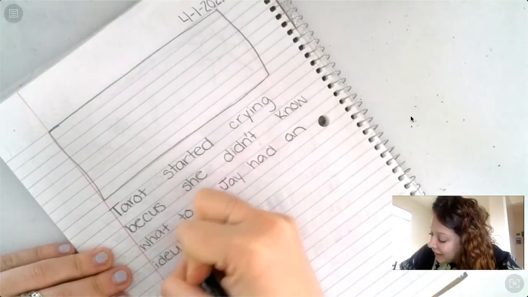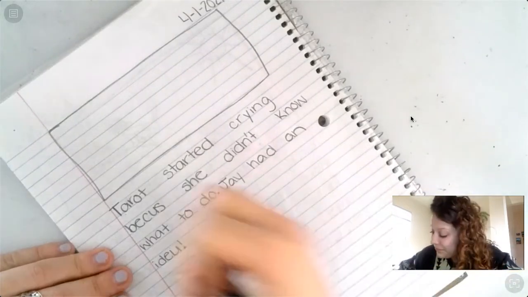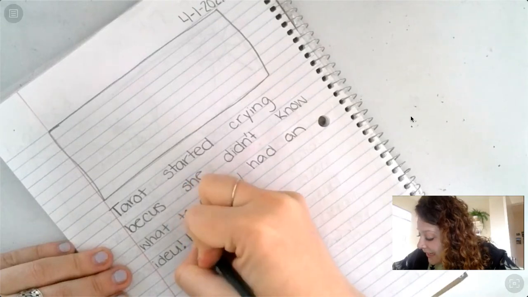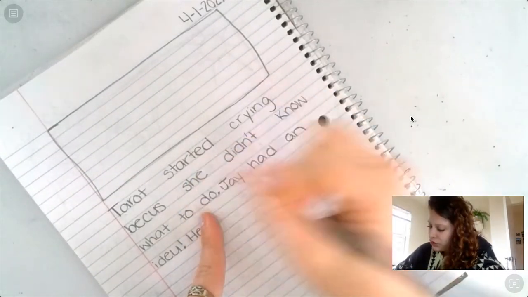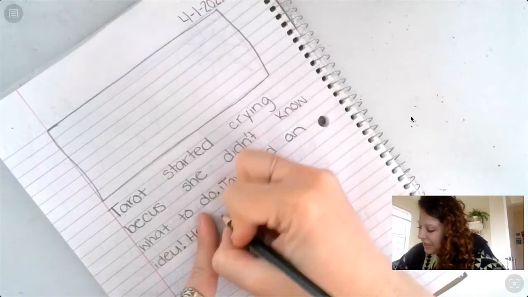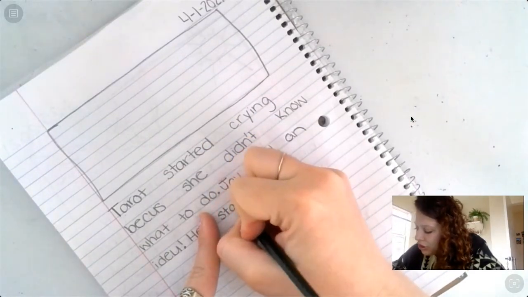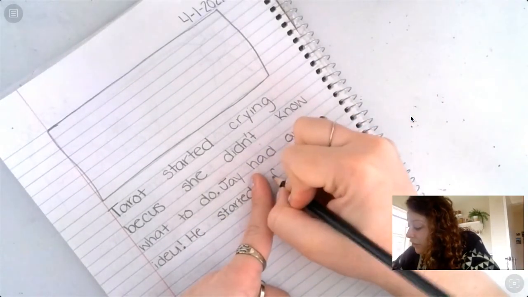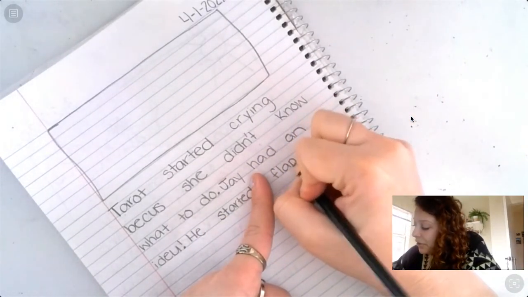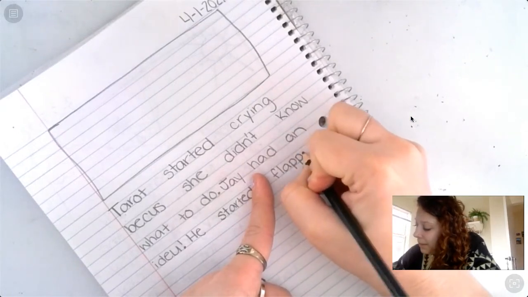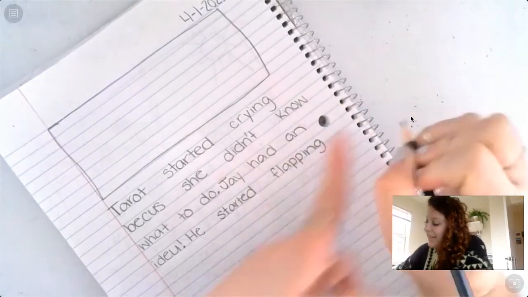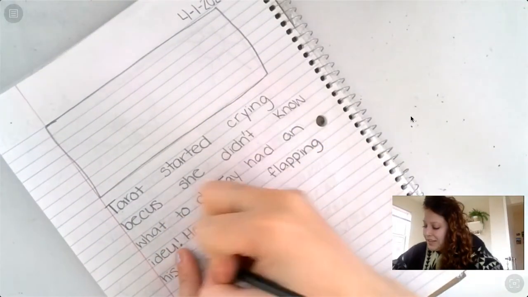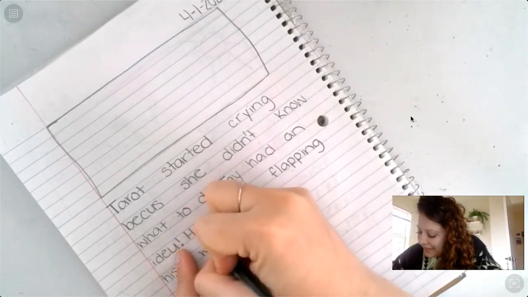Jay had an idea! He, new sentence, so it begins with an uppercase. He started. I already wrote started. He started flapping. Flap, double P, flapping. His wings. Wings.